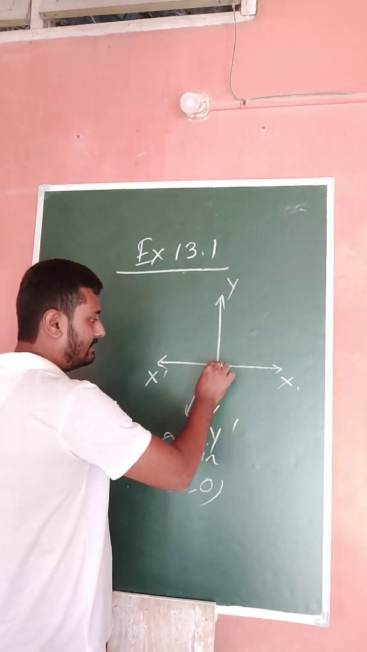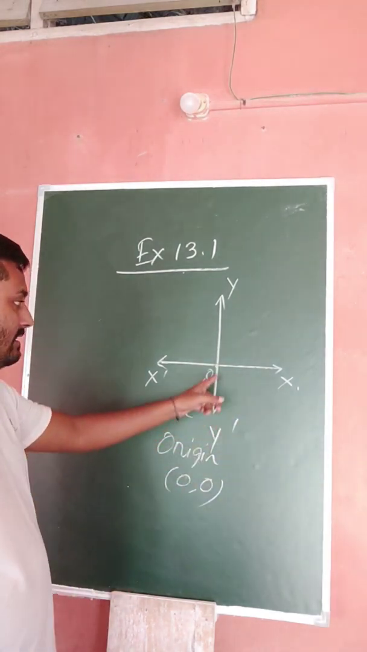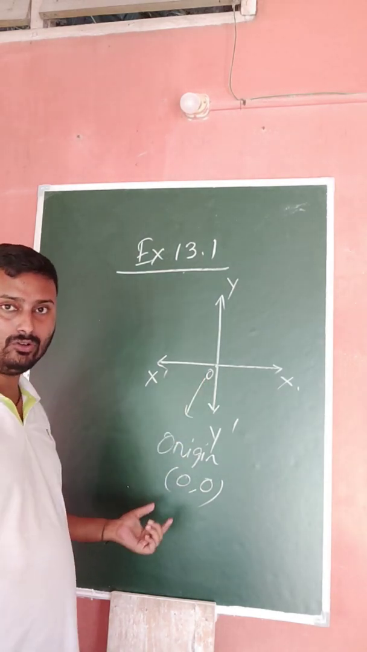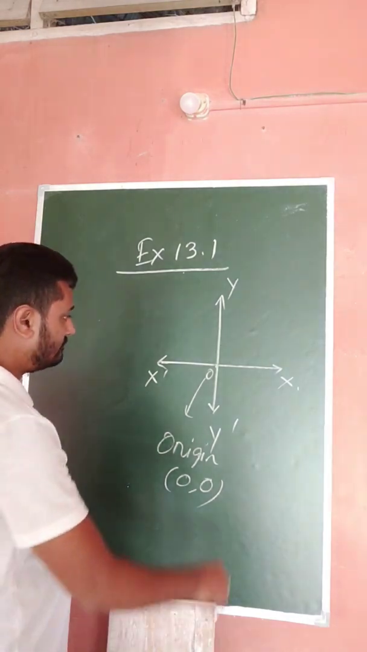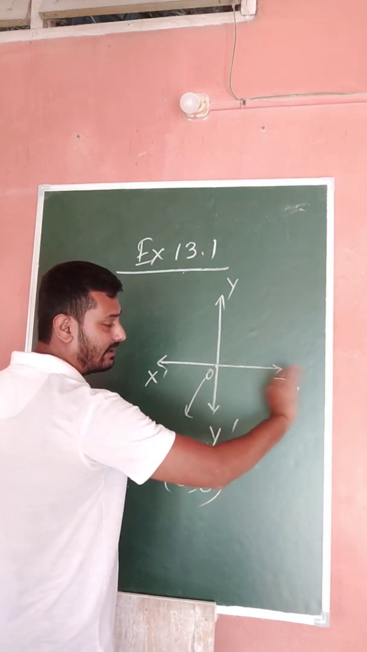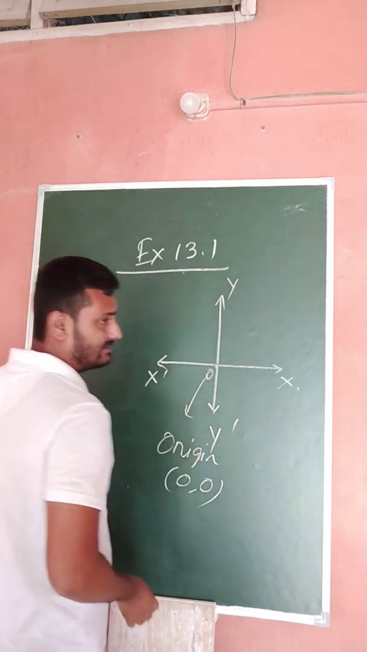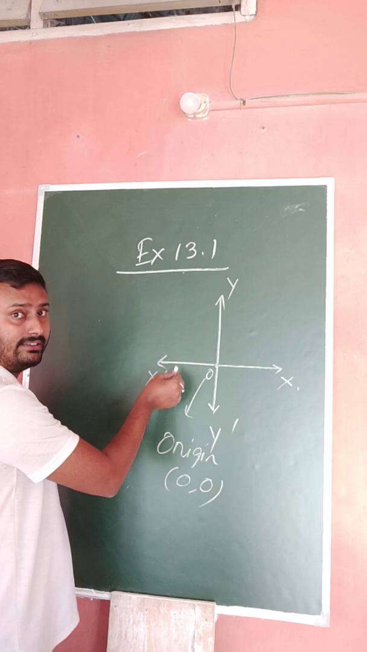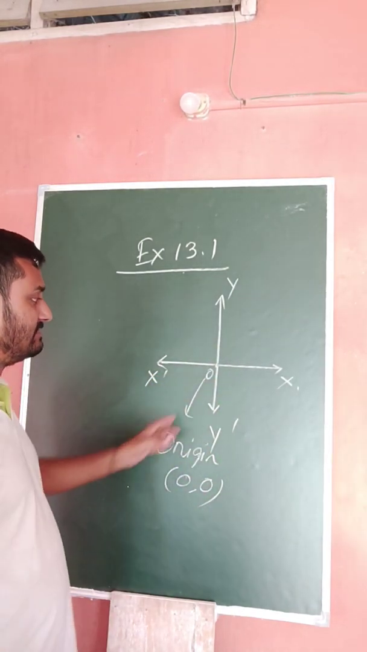This point has the coordinates 0, 0. That means the x coordinate of the origin is 0, as well as the y coordinate of the origin is also 0. Now from this point, when you go to the right side, it is the positive x-axis. When you go to the upper part, it is the positive y-axis. When you go to the left side of the x-axis, it becomes the negative part of the x-axis. When you go to the lower part of the y-axis, it becomes the negative part.